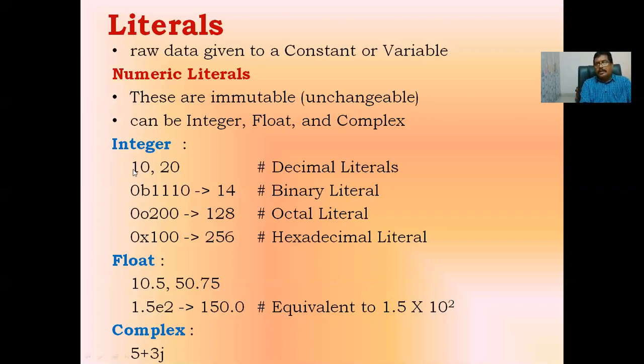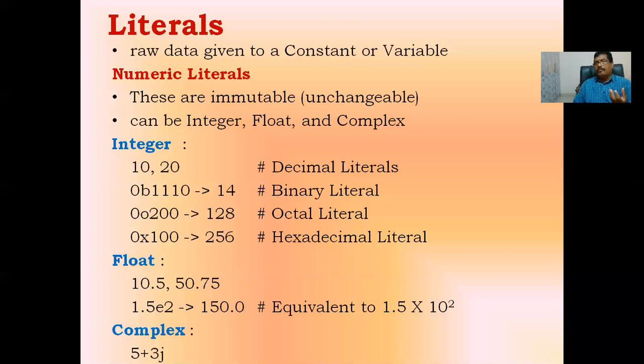An integer literal has integer values. Integer values do not have any decimal point. They have only the integer part without a decimal point. In computer terminology, we use some number systems, which we will see in another video. Here I will simply specify what types of numbers are available.